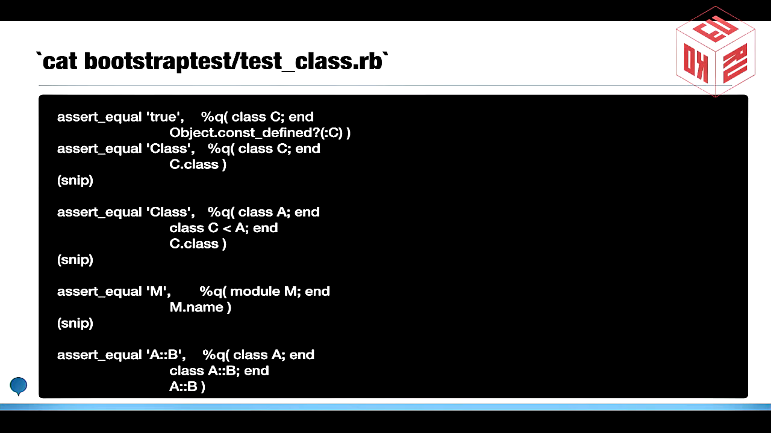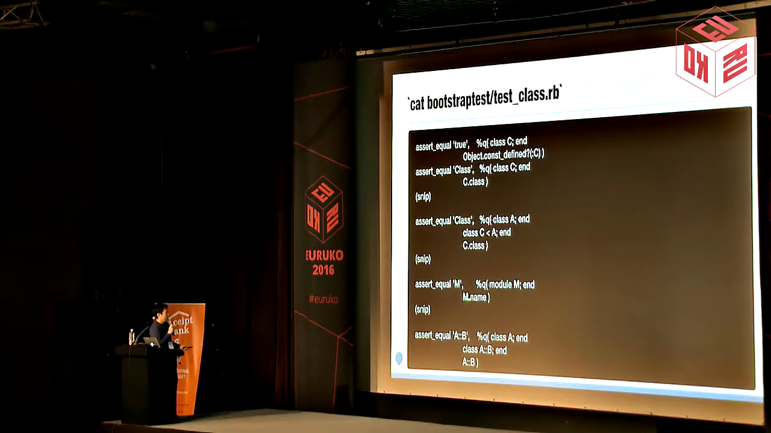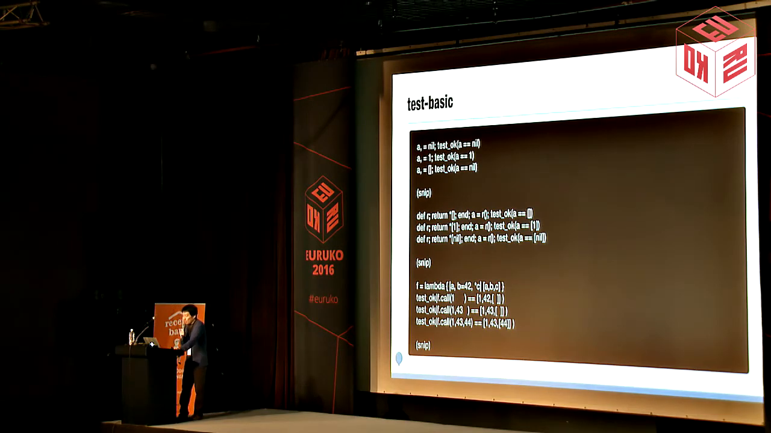Like this. So this assertion confirms the class method returns class storing variables. So define the class C and C dot class returns class strings. This next one is these assertions prove to name method returns module name like M. Module defined and M.name invoking returns M strings. And here, if class have a hierarchy, A colon colon B returns A colon colon B. It's assertion.